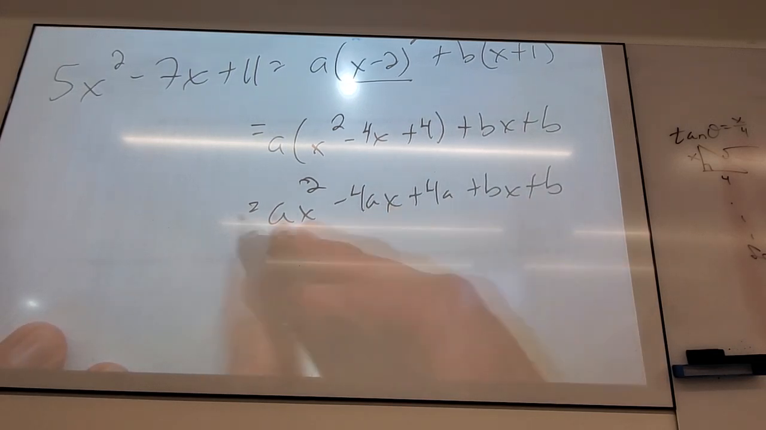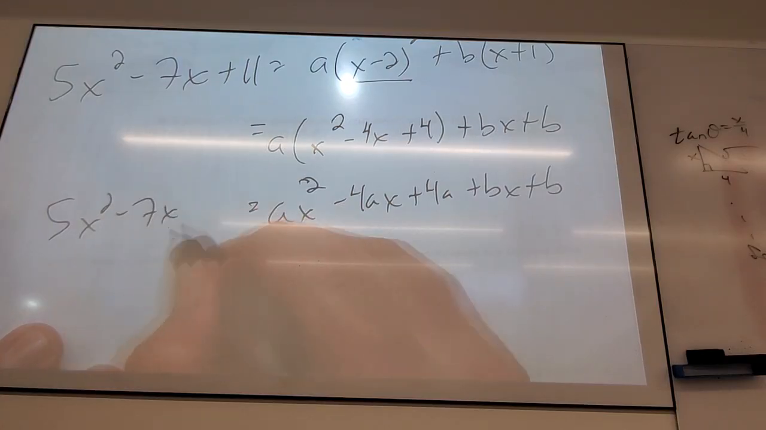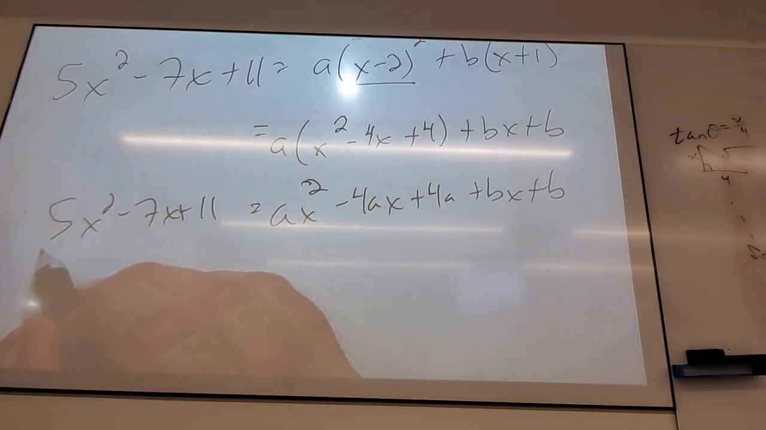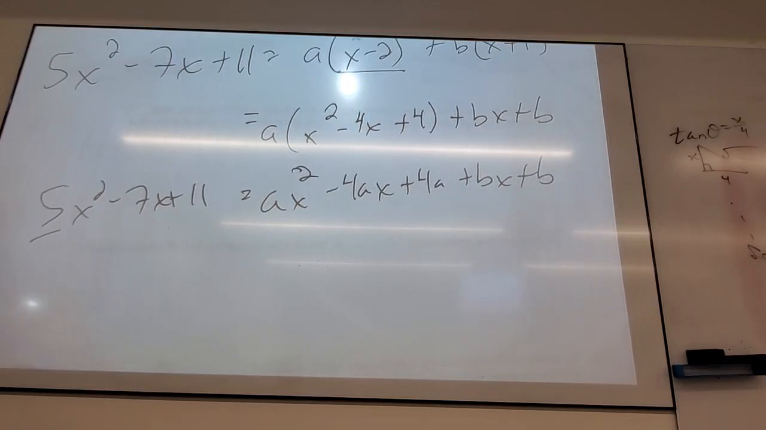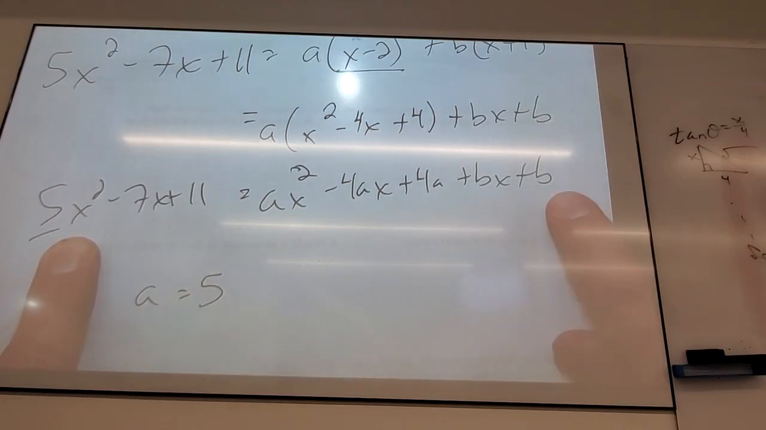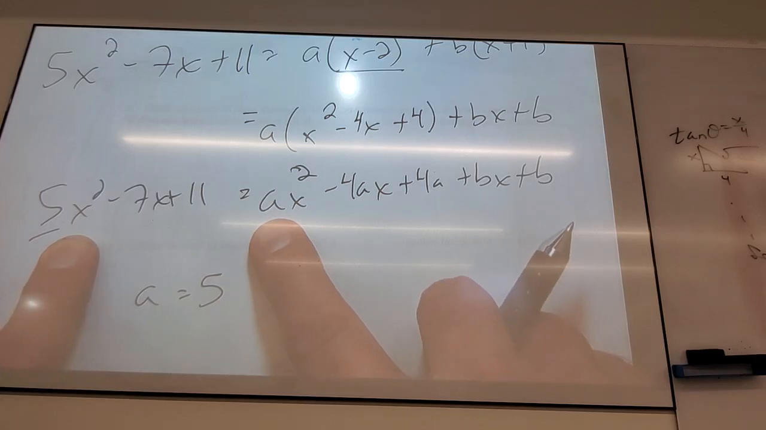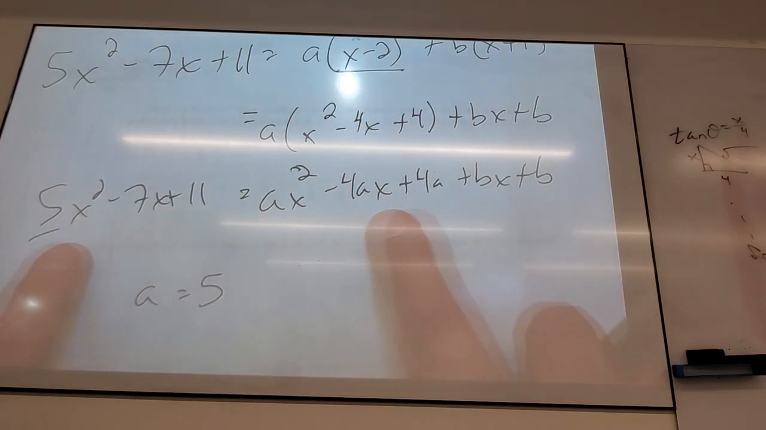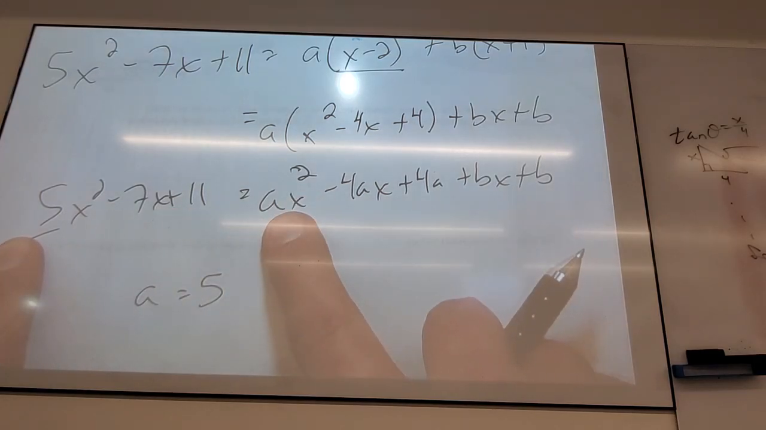Now you've got to be a little more careful, right? Same idea. So what must 5 equal? This one's easy. What must equal 5? a, because it's in front of the x squared, and what's the only thing in front of the x squared on this side? a. So in order for this to have a chance to be true, a must be 5.